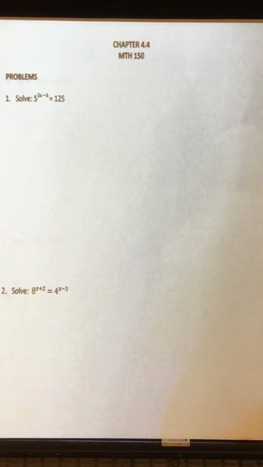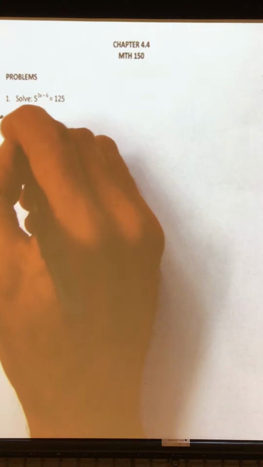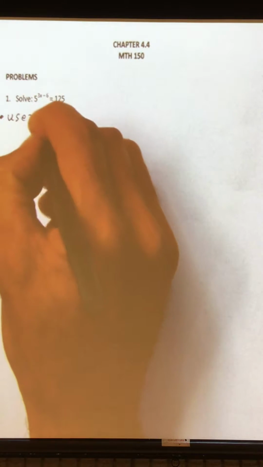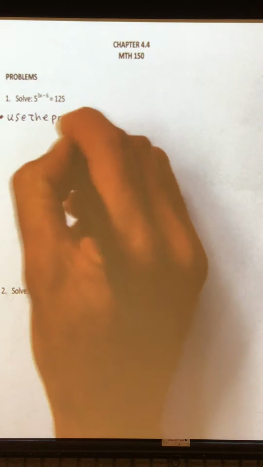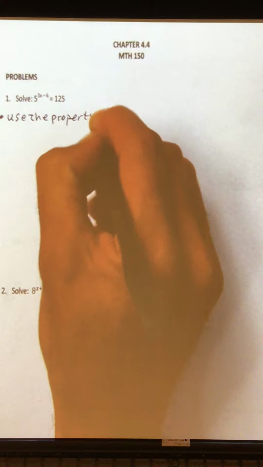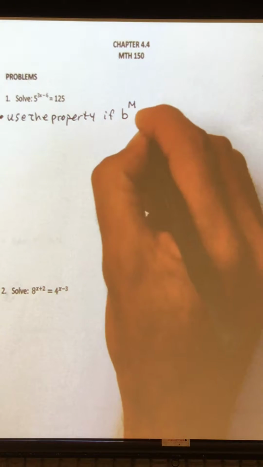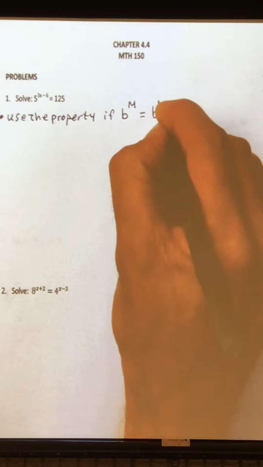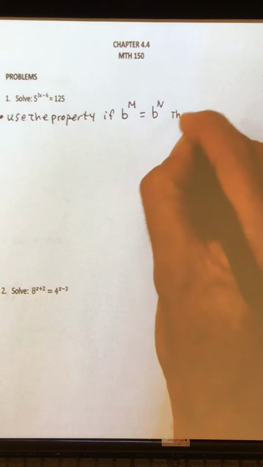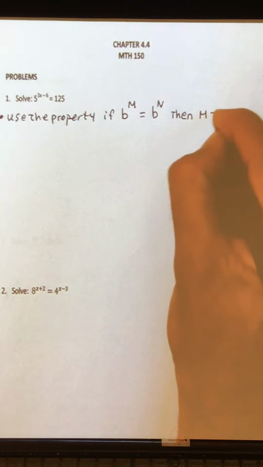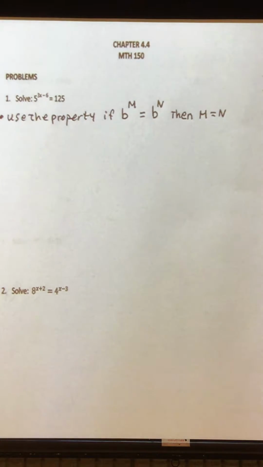Section 4.4 exercises. Problem 1. We're asked to solve the given exponential function. Here what we'll do is use the property that if we have a number raised to a power and on the other side we have the same base raised to a different power, then we can immediately conclude that the exponents must be the same. So the idea is to get each side written as the same base.